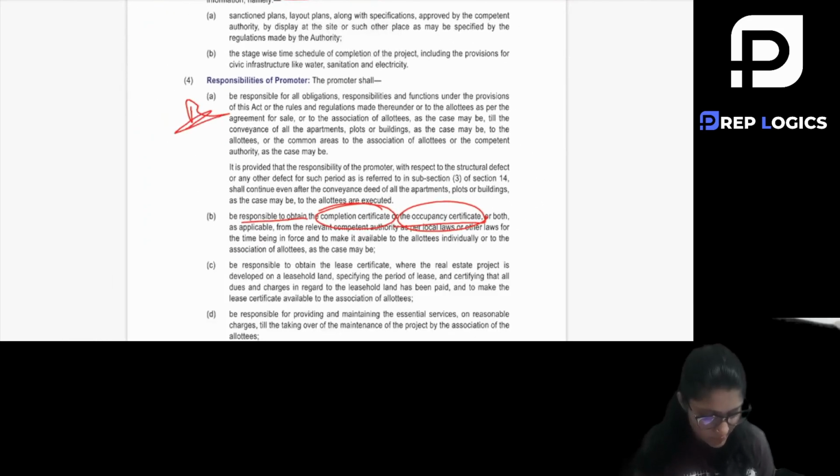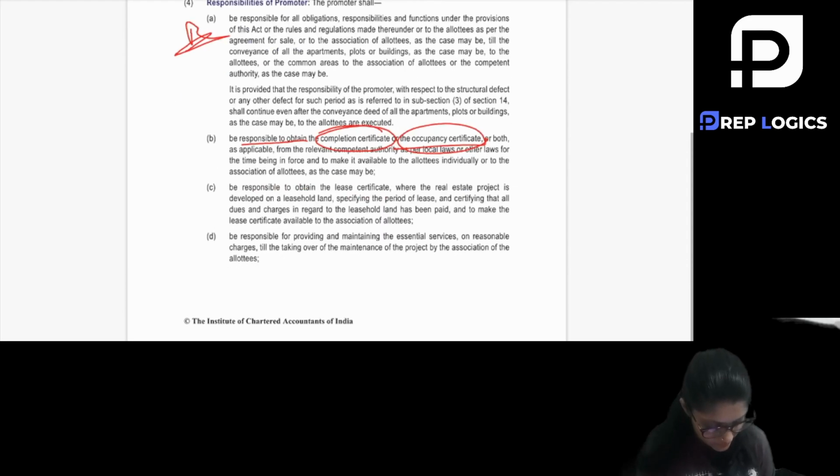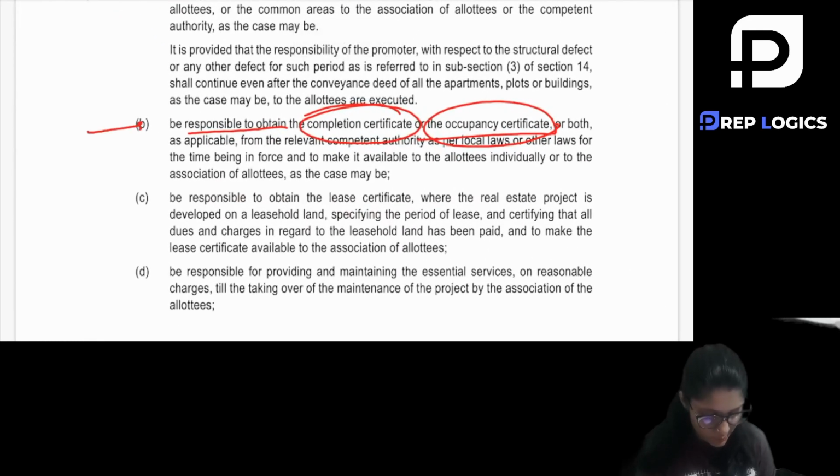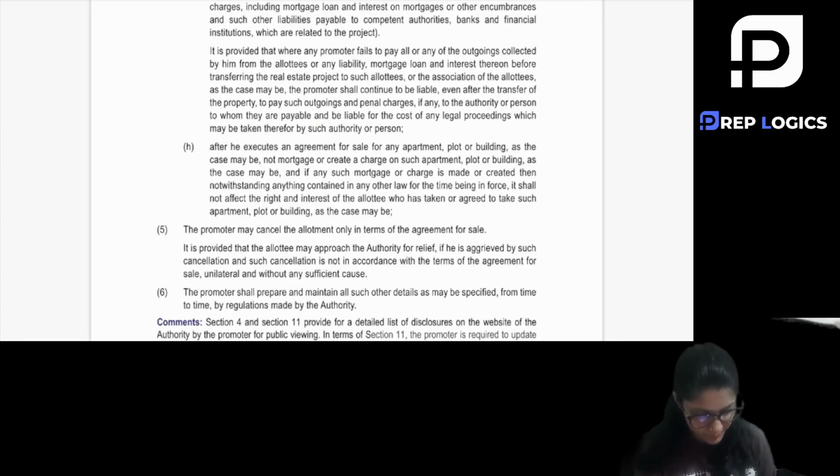Now, what are the responsibilities of the promoter? Once read it, it is not important. Who is responsible for obtaining the completion certificate and occupancy certificate? The promoter is responsible for it.